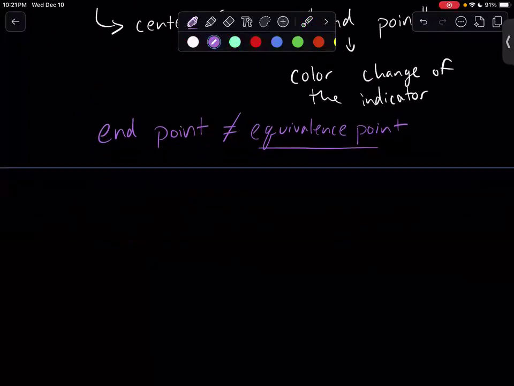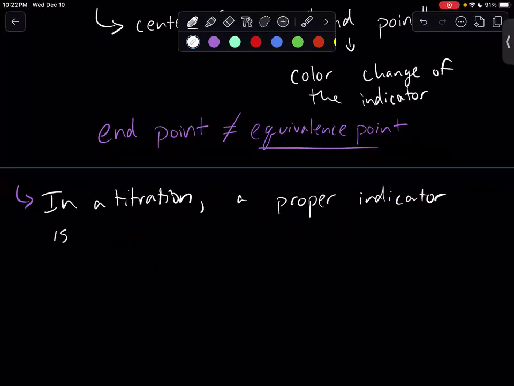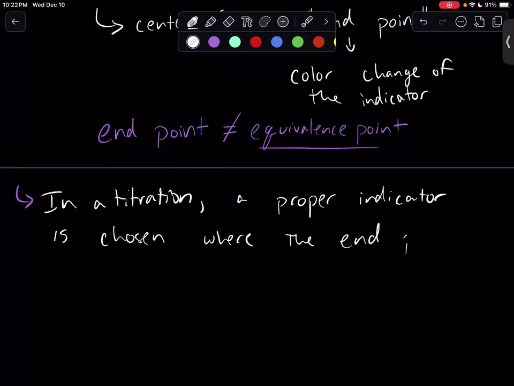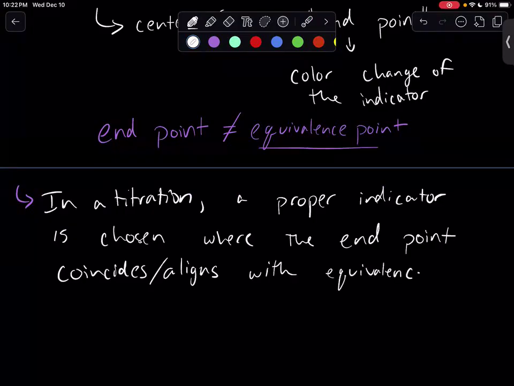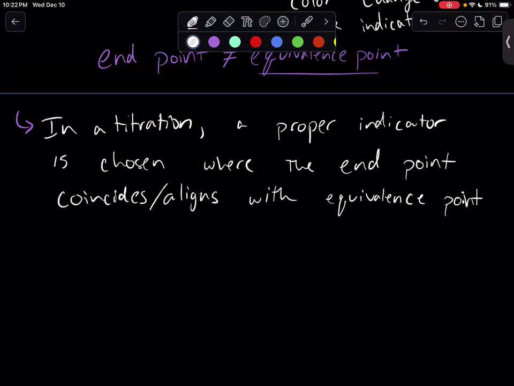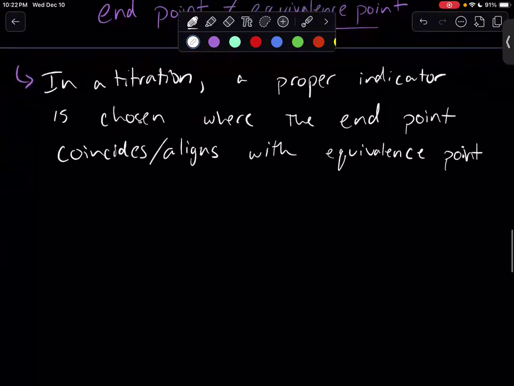Now, this is very important because we use indicators in titrations. And so in a titration, a proper indicator is chosen where the endpoint coincides or aligns with the equivalence point. So we're going to take a while to look at a couple examples, and that will be about it.